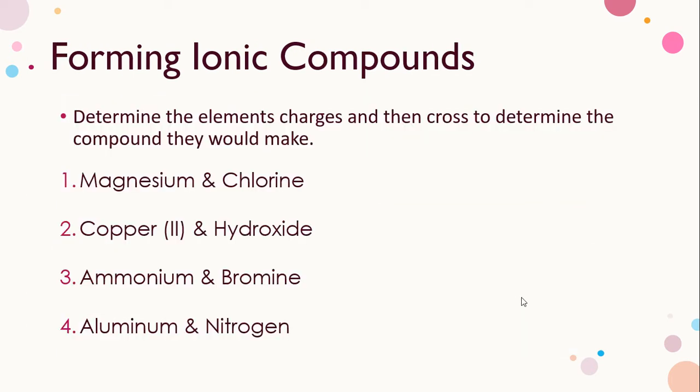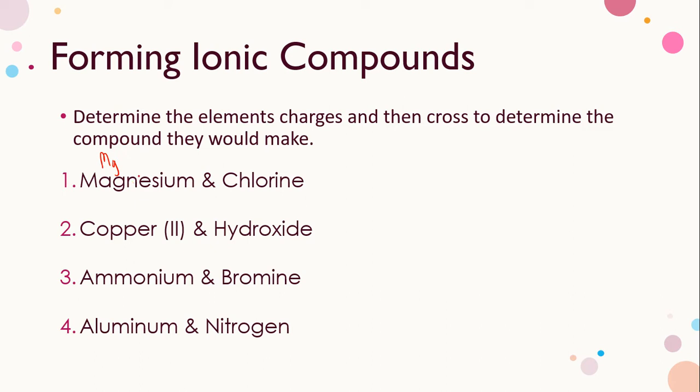So what we're going to do is we're going to determine the element's charges and then cross them to determine the compound that they would make. I'm going to do the first 2, and then I'm going to have you guys try the last 2. So here, if I'm looking at number 1, magnesium is an element. So I'm going to put Mg. It is in group 2A.